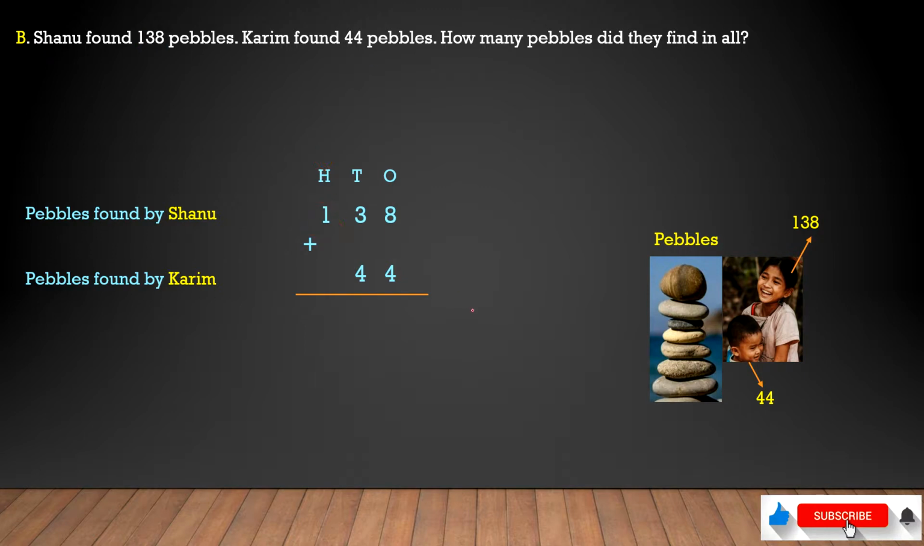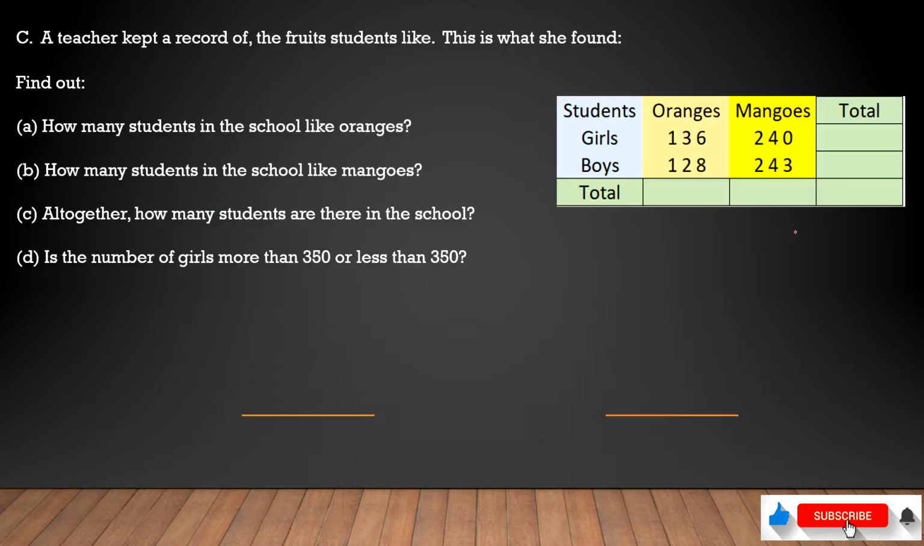Now if you add these two numbers, how much do we get? 182. So pebbles found in all is 182. How did we get 82? You have to add 8 and 4. If you add 8 and 4 together, we get 12 and 1 will go as a carry. And you have to add all three numbers: 4, 3, 7 plus 1 will give us 8. 1 is written as it is. So in total we found 182 pebbles.